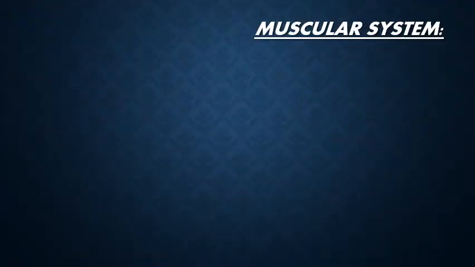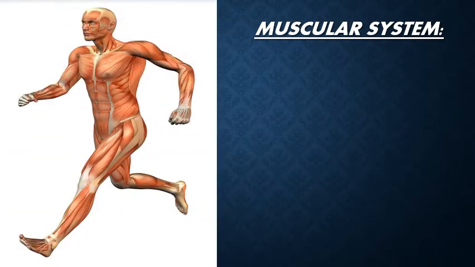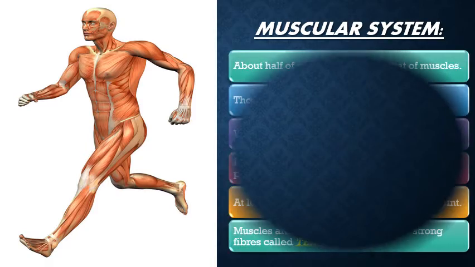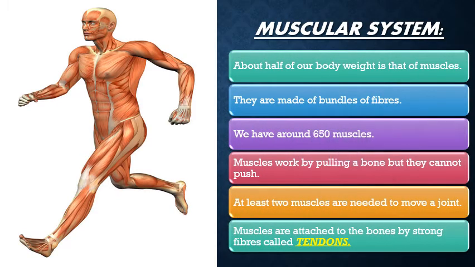Here we have completed the first segment of our chapter, that was the skeletal system. Now we are moving towards another segment of our chapter, that is the muscular system. This is how the muscular system of a human being looks like, and here are the points for this.